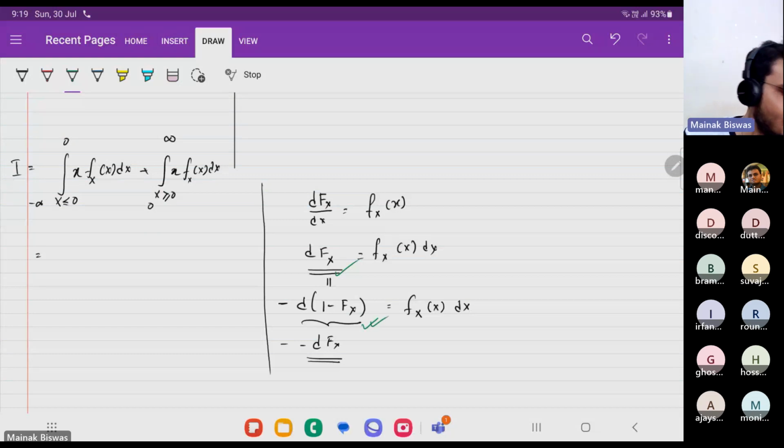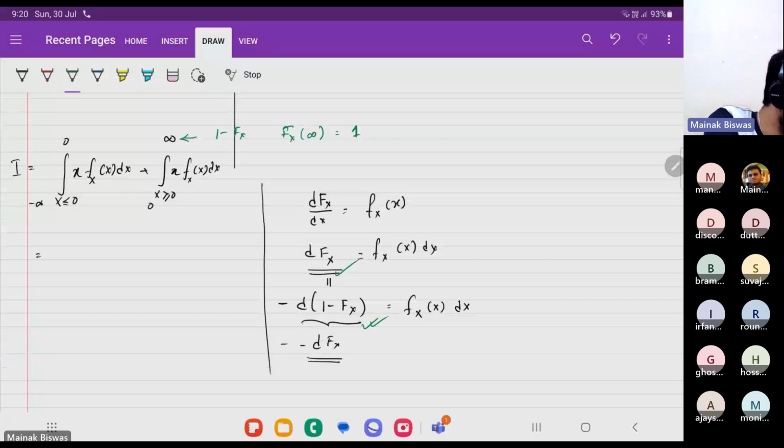Tell me which of them will I replace by 1 minus F(x) and which of them I'll replace by F(x). Where there is infinity, I will replace by 1 minus F(x). Why? Because for F(x) at infinity, what is it? 1. Very good. I want to make it 0. And wherever there is minus infinity, F(x) at minus infinity is 0. So I will replace this as minus infinity to 0.